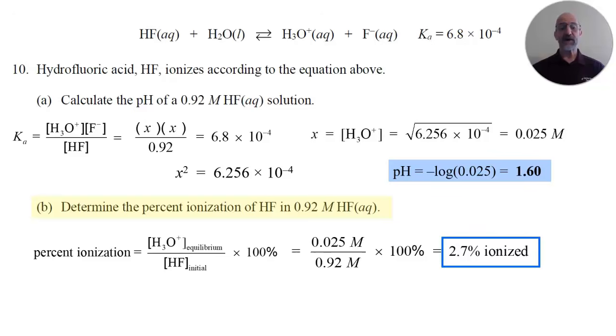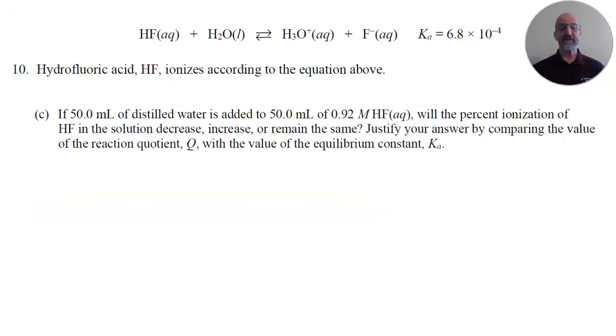Now, as we move on to part C of question 10, it's going to remind you of something you had learned in Unit 7, and that is a comparison of the reaction quotient Q with the equilibrium constant K. Let's take a look at part C of question 10. It says if 50 milliliters of distilled water is added to 50 milliliters of 0.92 molar HF, will the percent ionization of HF in the solution decrease, increase, or remain the same? Justify your answer by comparing the value of the reaction quotient Q with the value of the equilibrium constant Ka.